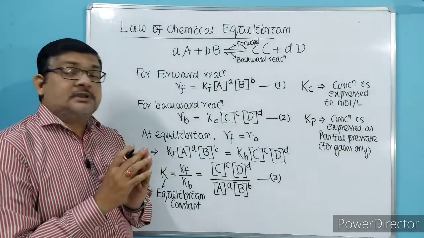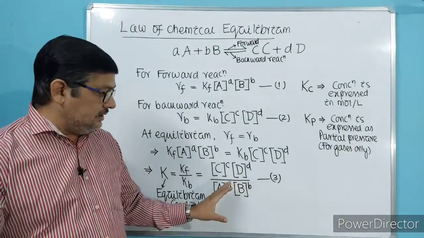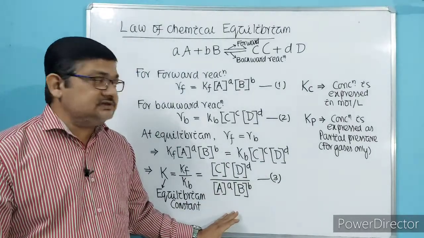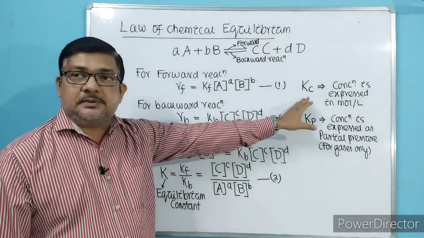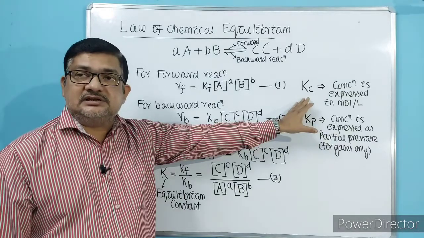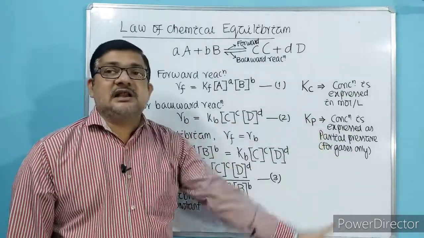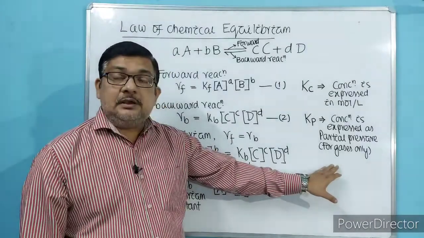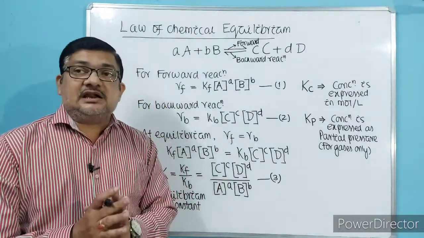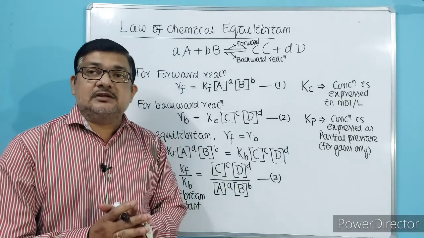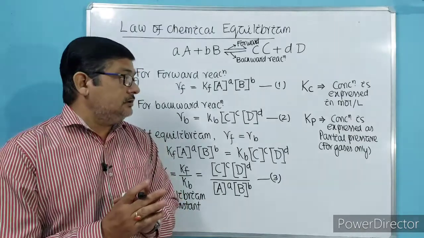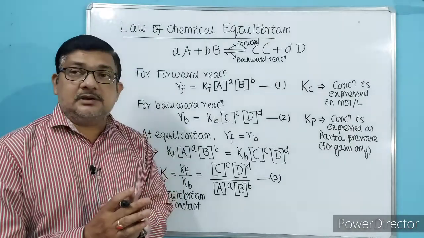Okay, so the equilibrium constant is the ratio of the concentration of the products and reactants at a constant temperature. So it can be expressed in terms of Kc when the molar concentration is expressed, that means the reactants are expressed in terms of moles per liter. Then Kp when the gaseous reactants are present, and we can express their concentration in the form of partial pressure. Okay, so these are the various types of equilibrium constant.